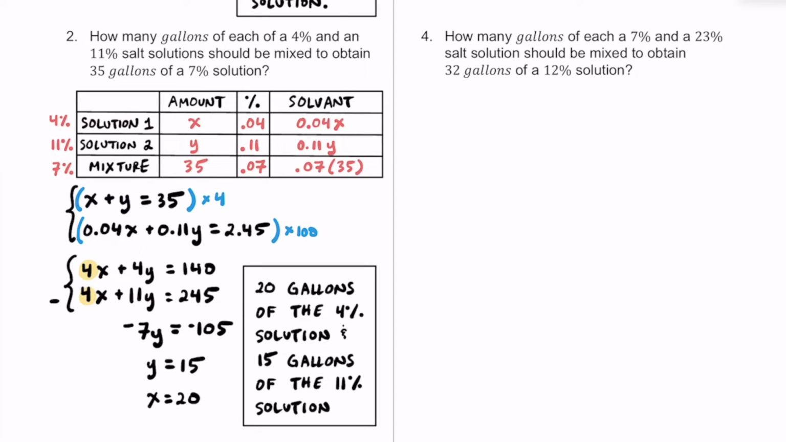So putting this all together, we're going to need 20 gallons of the 4% solution and then 15 gallons of this 11% solution to end up with 35 gallons of a 7% solution. Hopefully it makes sense that we need a little bit more of this 4% solution, because remember that the 7% we were looking for is closer to that 4%. So we're going to need a little bit more of that to get it closer to that percentage.